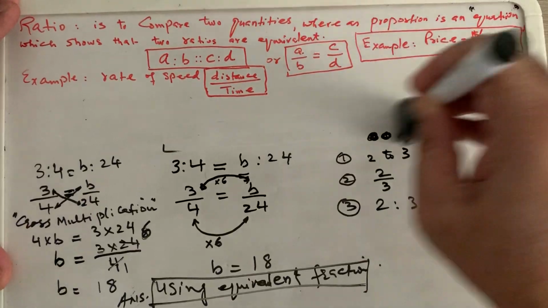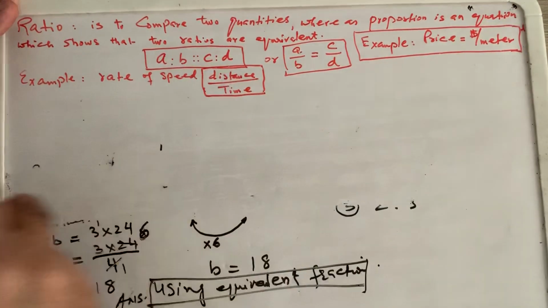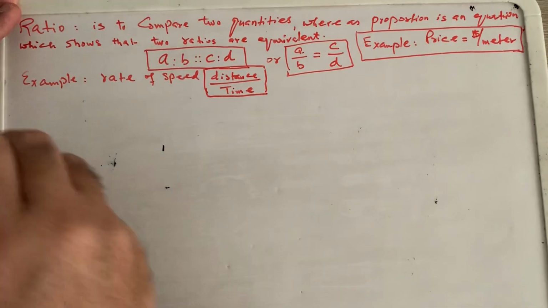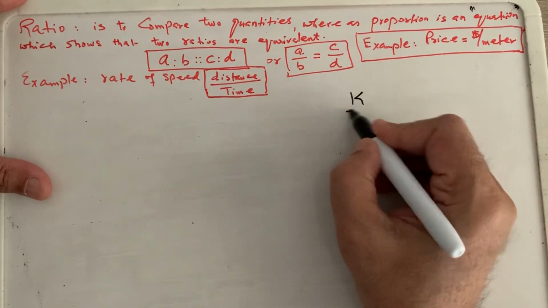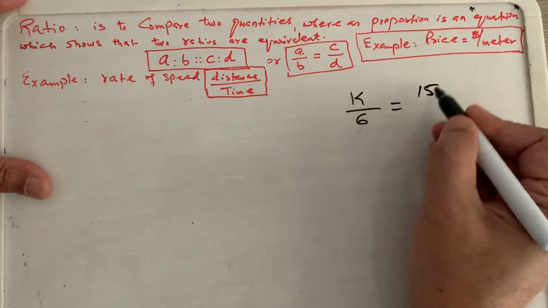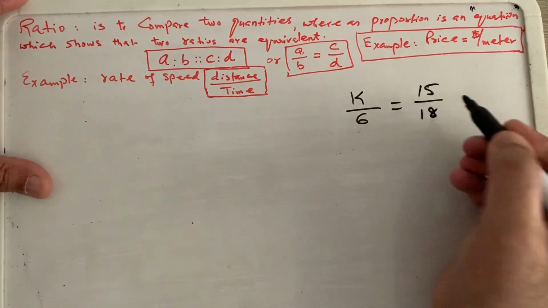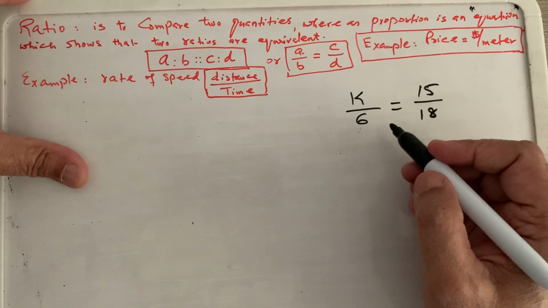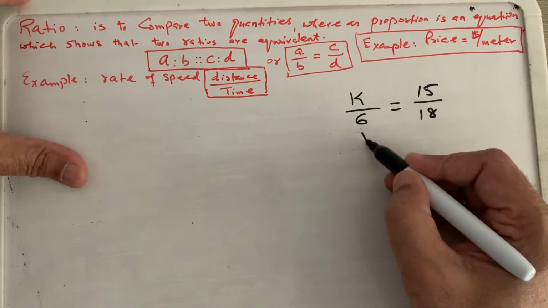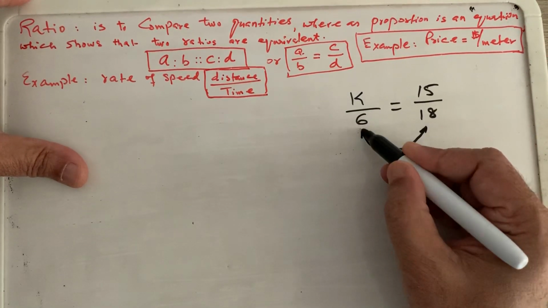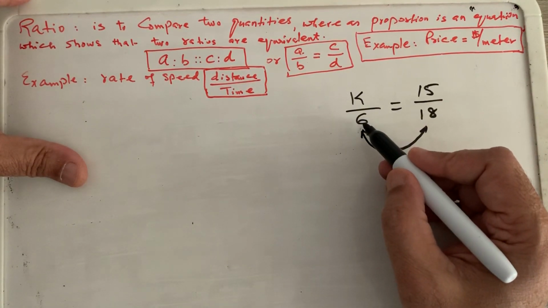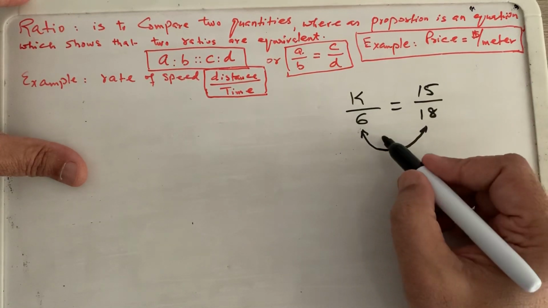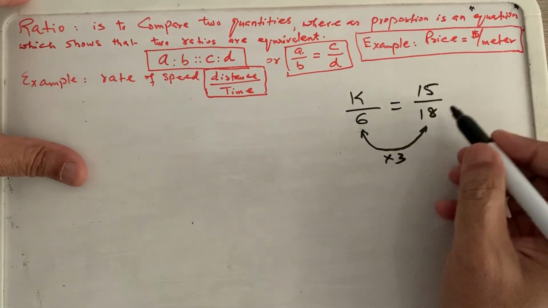And now I am putting up some examples to go further into the details of how to calculate the unknown variable, right? For example, k over 6 is equal to 15 divided by 18. So what is the first method? Using equivalent fractions or factors. How can we get 18 from 6? My answer is 6 times 3. So I will say, okay, 6 times 3 is 18.